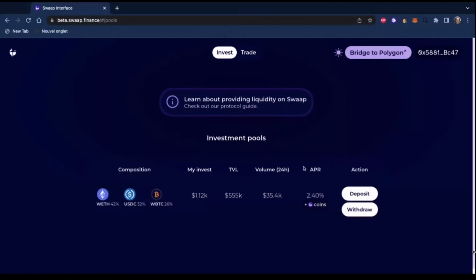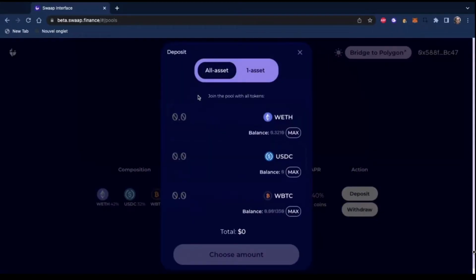Once we have seen that, maybe we can jump right to the actions you can do. So of course you can deposit liquidity. In order to do so, you have two options. Either you can join with all assets, which means that you have all the assets that are needed in the pool, so USDC and wrapped Bitcoin. In that way, you don't have to do any modification to the asset composition in order to join the pool.